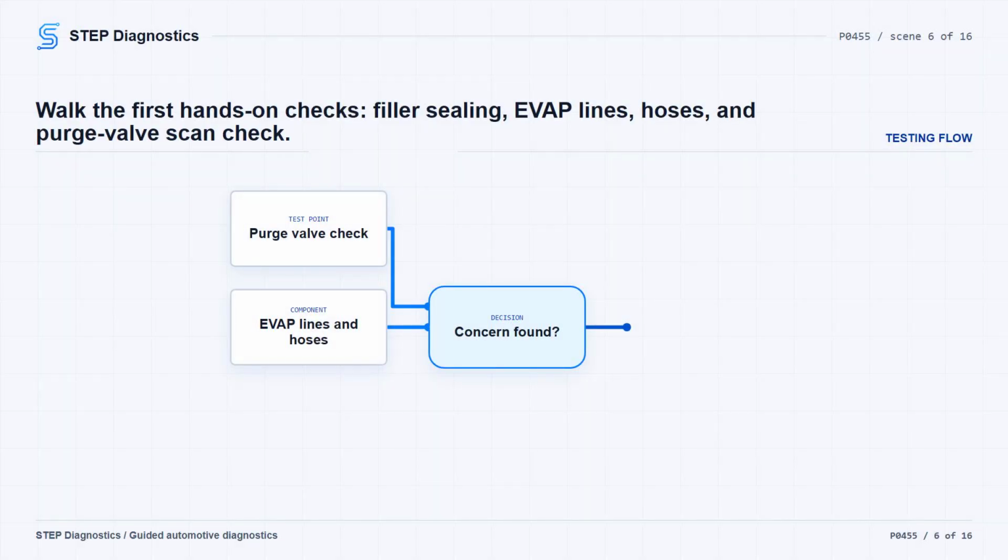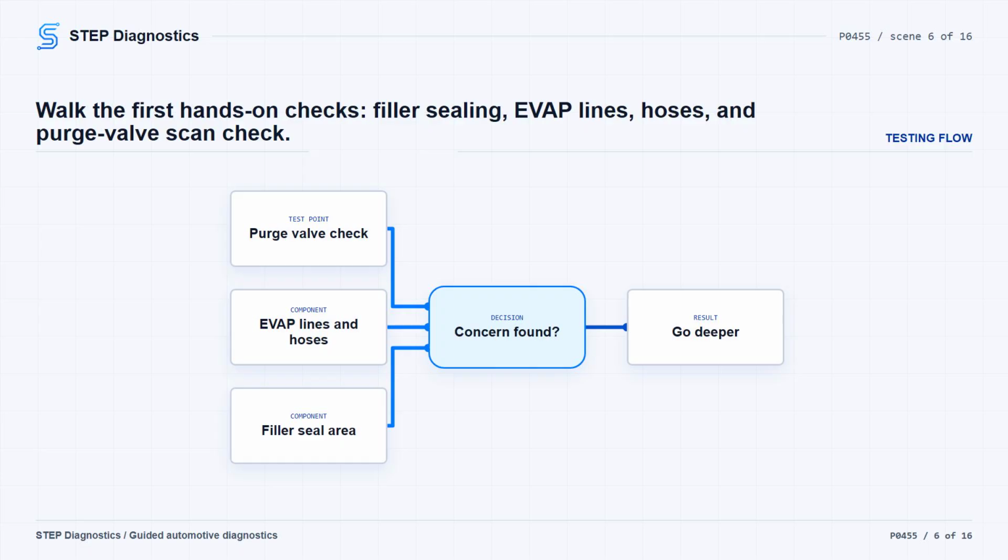Next, visually inspect the capless fuel tank filler pipe or fuel cap area, along with the EVAP lines and hoses, for damage or incorrect connections. Run the canister purge valve check on the scan tool if it is available. If you find a concern here, repair it as needed, clear the PCM codes, repeat the self-test, and rerun the PCM evaporative emission system test. If nothing obvious shows up, move deeper into the filler and sealing checks.